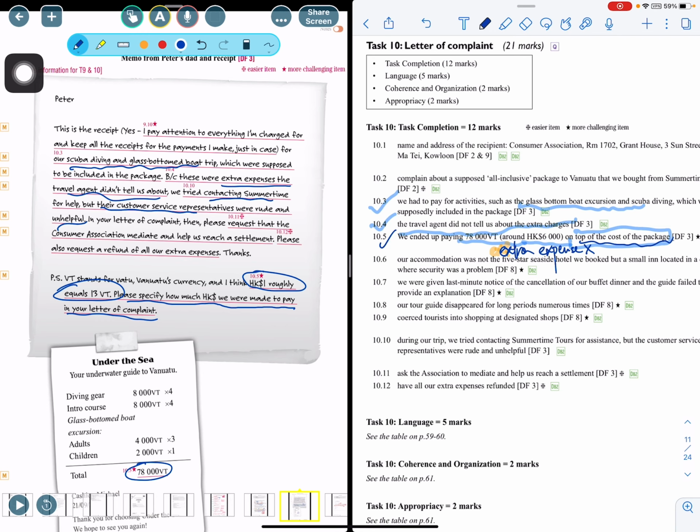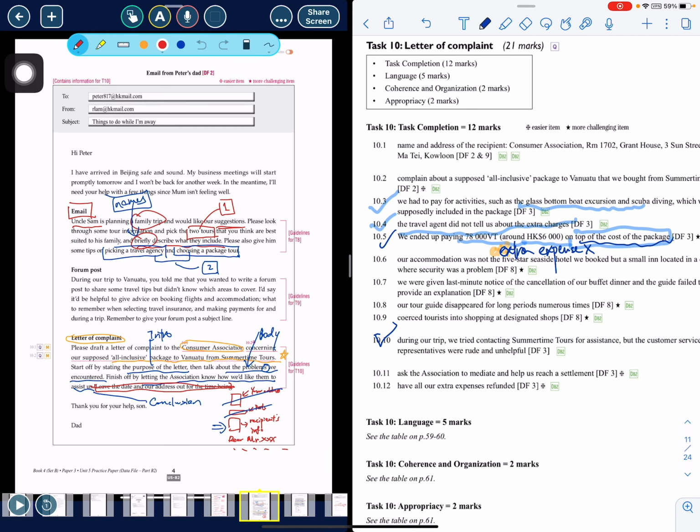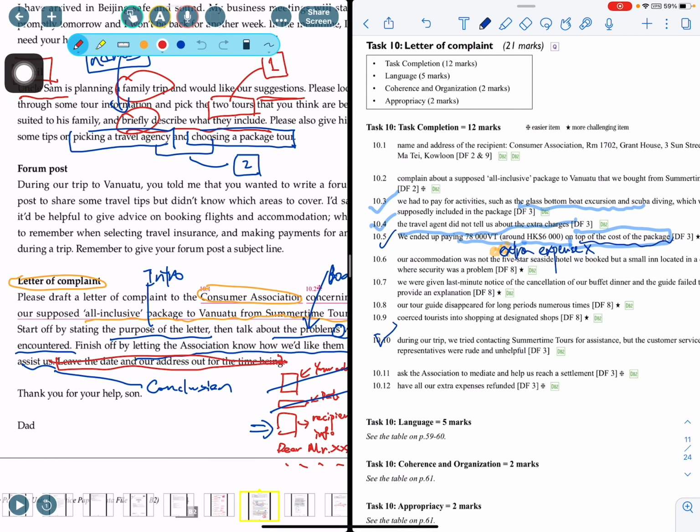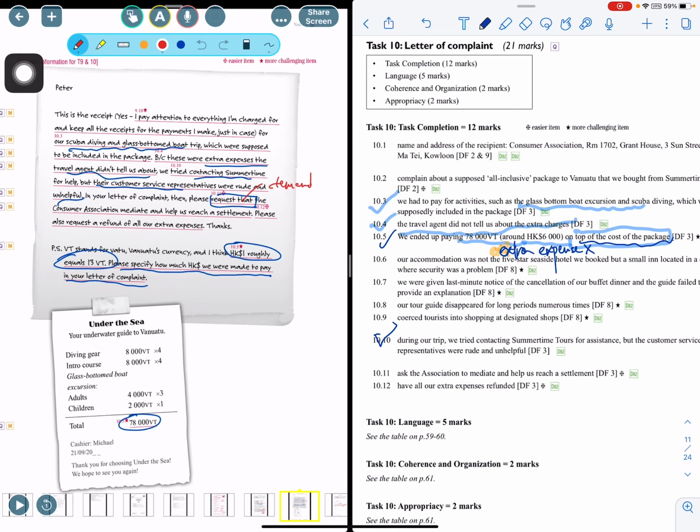So rude and helpful right here, and 10.10 as well. Okay, and then request that. So you see, request that, this is what you demand. To state your demand basically is the conclusion. Even the conclusion right here just asks you to write how we'd like them to assist us. So the specific requests are all here.